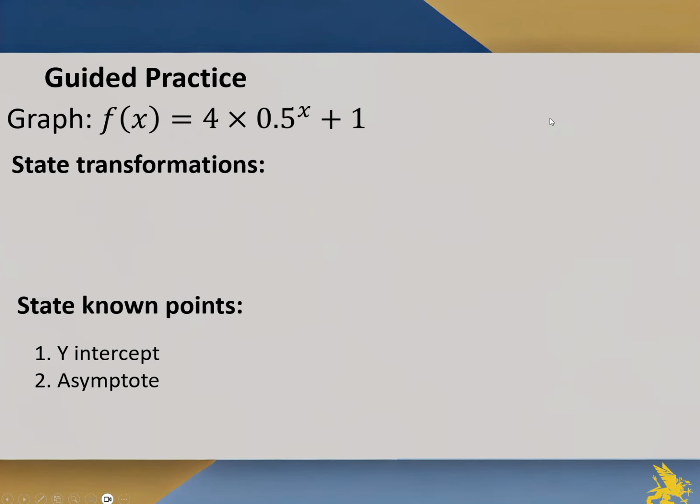Okay, next question. We've got graph f of x is equal to 4 times 0.5 to the power of x plus 1. So the first thing I want us to do is state our transformations. This 4 is referring to the dilation factor of 4. This 4 is changing our y value, it's pushing it up by 4, and that just means that we're pushing away from the x-axis. This 1 is referring to the vertical shift up.